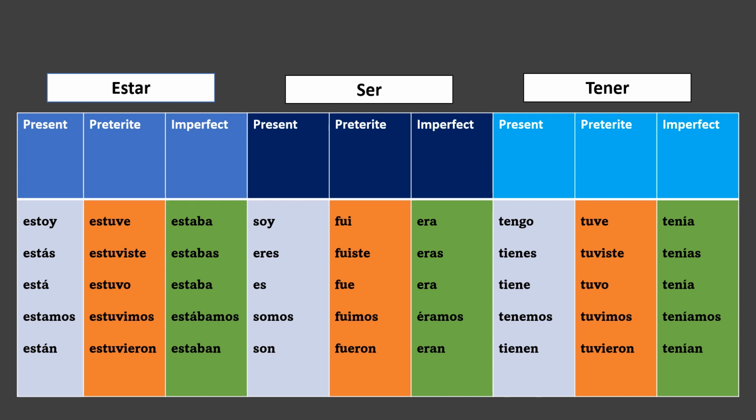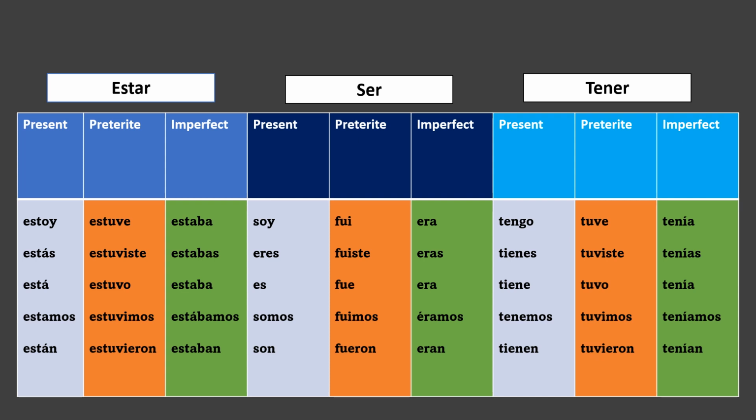Preterite: estuve, estuviste, estuvo, estuvimos, estuvieron. There's a change in the stem. Imperfect: estaba, estabas, estaba, estábamos, estaban. Now let us look at the verb ser. Present tense of ser: soy, eres, es, somos, son. Preterite: fui, fuiste, fue, fuimos, fueron. Imperfect: era, eras, era, éramos, eran.